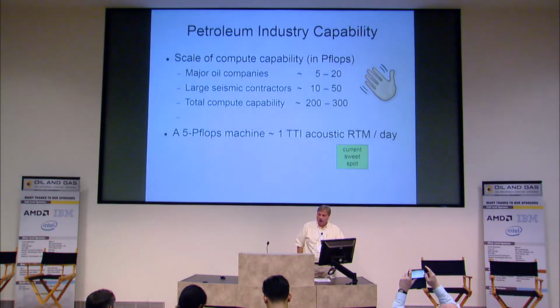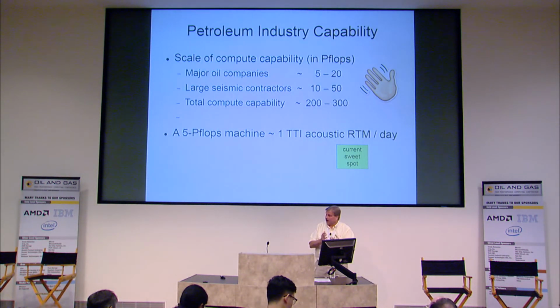But given that kind of scale of compute, you can see that, if this estimate is at all right, we don't even have a full exaflop in the entire industry right now in terms of our HPC capability. But nevertheless, I think the scale that people have for these machines is about right. A 5 petaflop machine doing the number of shots that the sources we described a little while ago could do 1 TTI acoustic RTM, reverse time migration, in a single day. A very good, capable number that makes a lot of sense.